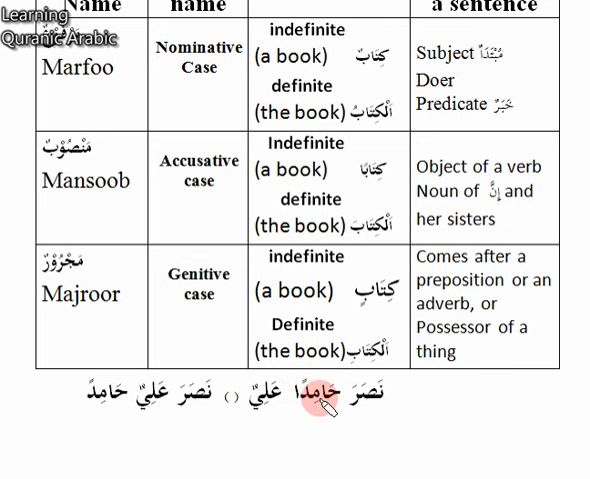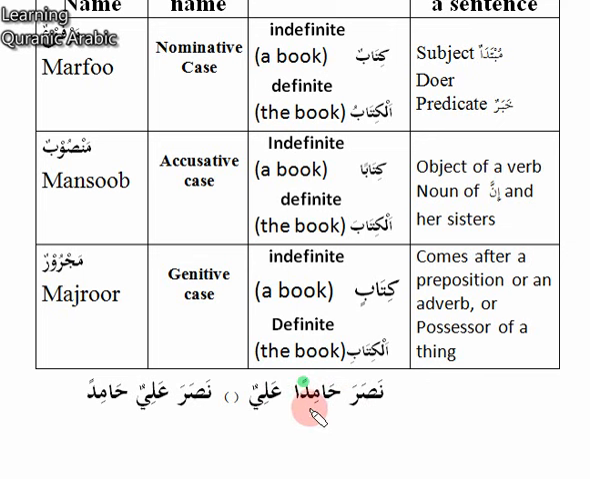But here it's Hamid. The last ending of Hamid, of this noun, has what? Tanween Fatha. So Tanween Fatha is Mansoob. Mansoob is the object of a verb. So that's why we know that this Hamid is object, this Ali is subject. That's why Ali helped Hamid.